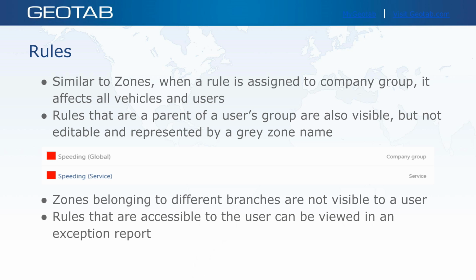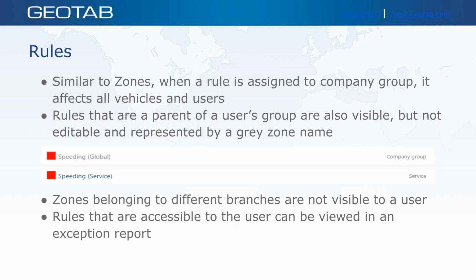So we go into rules, similar to zones. When a rule is assigned to the company group, it affects all vehicles and users, just like I mentioned. We've got another example here where the rule is assigned to just the service group, the bottom one that says speeding in brackets service, and you can see on the far right-hand side that's the group this rule is assigned to. The one above it, speeding in brackets global, on the far right we can see that it is assigned to the overall company group.